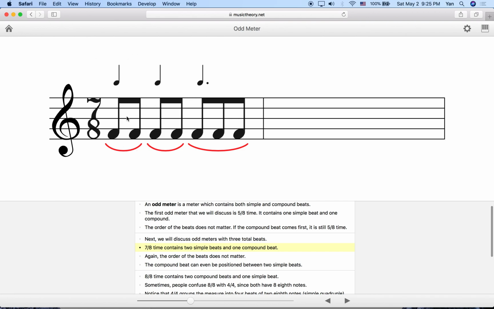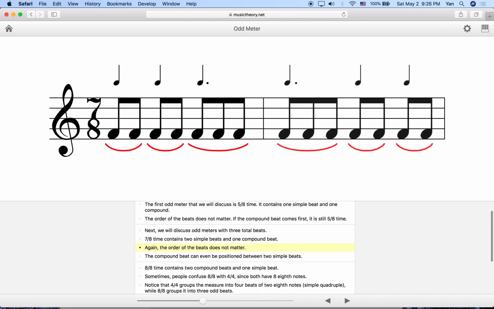This is going to be a combination of simple beats and compound beats. In this first example, the first beat is going to be a simple beat. The second beat is going to be another simple beat. These are 2 quarter note beats subdivided into 2 eighth notes. And the third beat of this bar is a dotted quarter note, which is a compound subdivision of 3 eighth notes. Okay? We can group it differently. We can have our compound beat be the first one in the bar, and then 2 simple beats after.